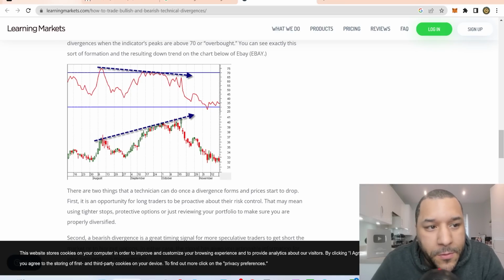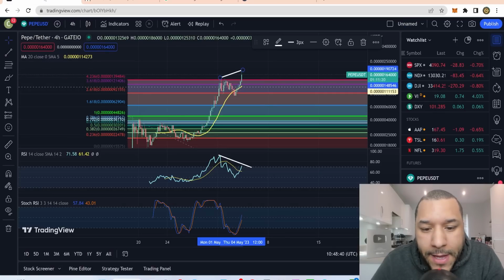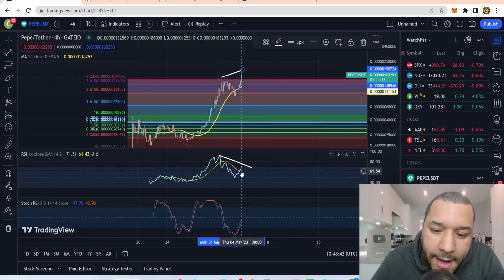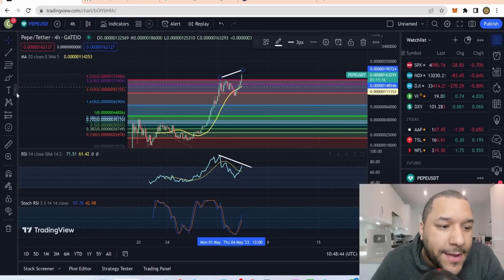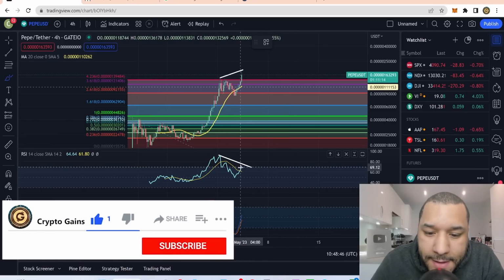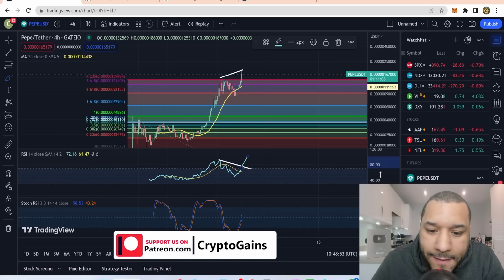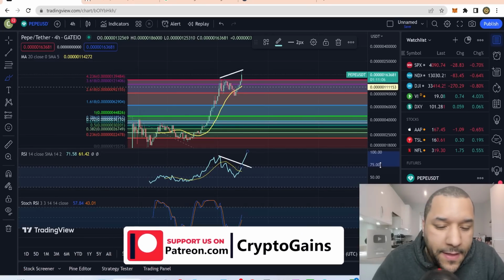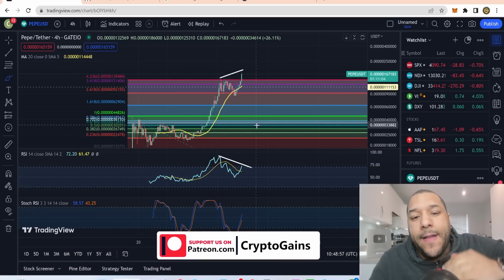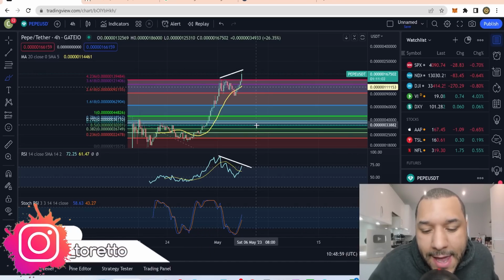So it's possible that if PEPE cannot print a higher high on this RSI, meaning that this blue line does not shoot all the way up like this and make a higher high, it's likely that PEPE could roll over and fall back down. So be careful on this one.